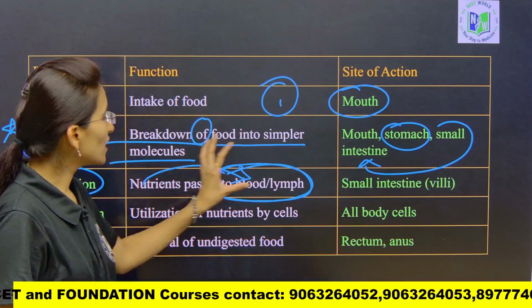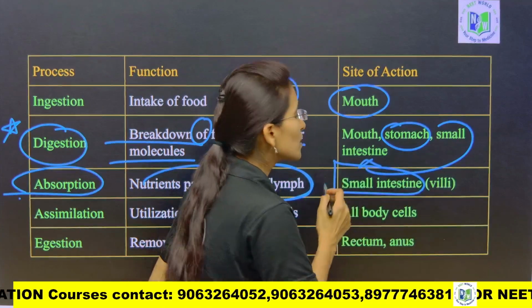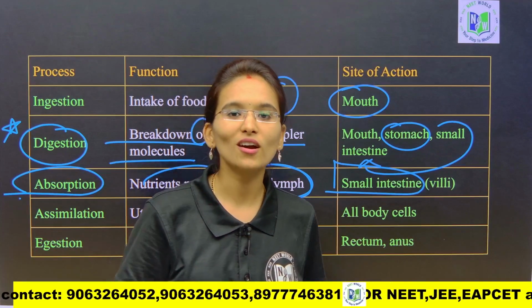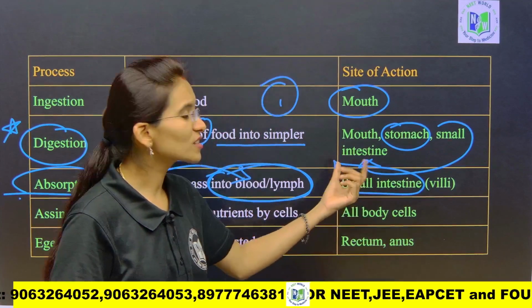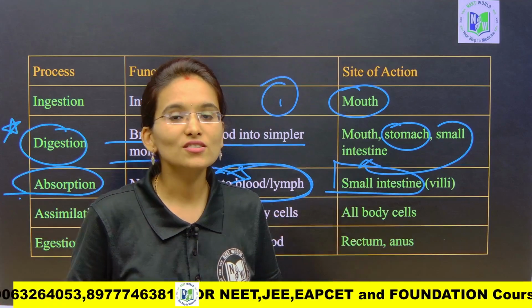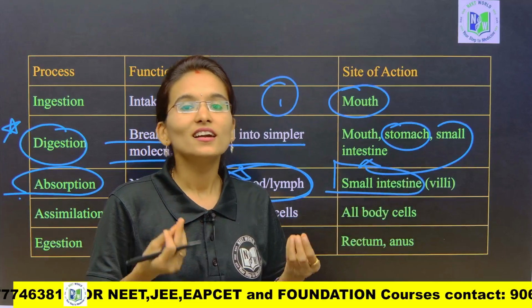Where is this process going to take place? Inside the small intestine. Inside the small intestine we have finger-like projections, and those are called villi. So what is the function of the villi? They increase the surface area for the digestion process.